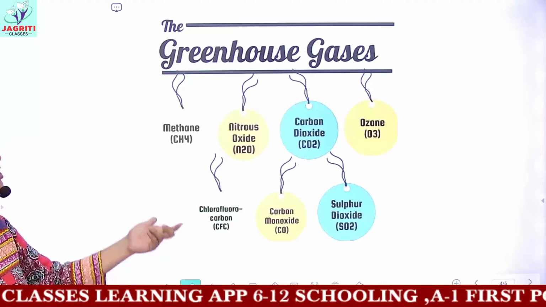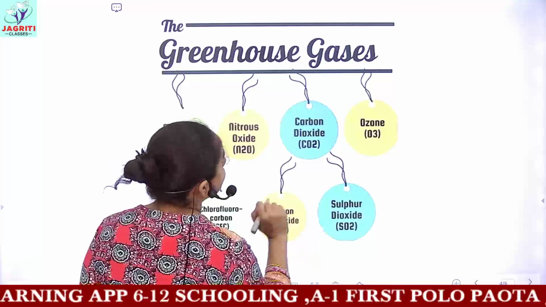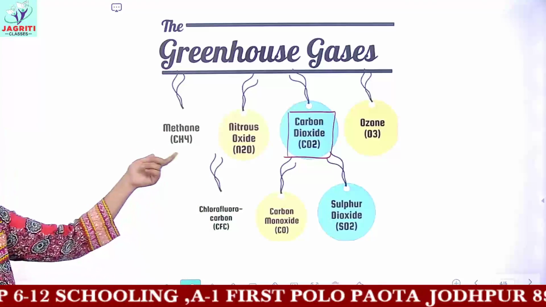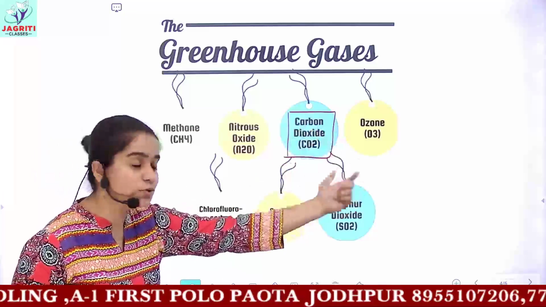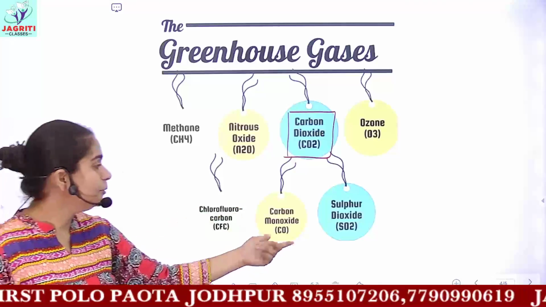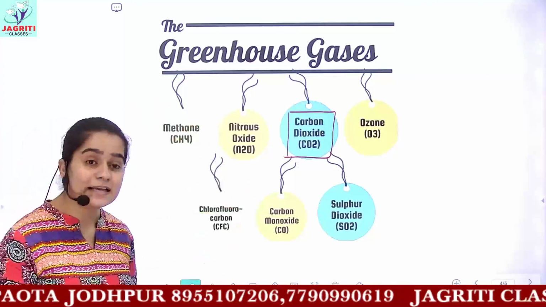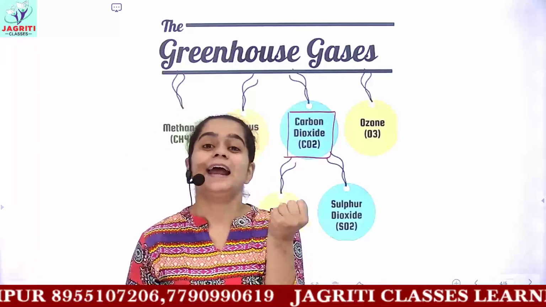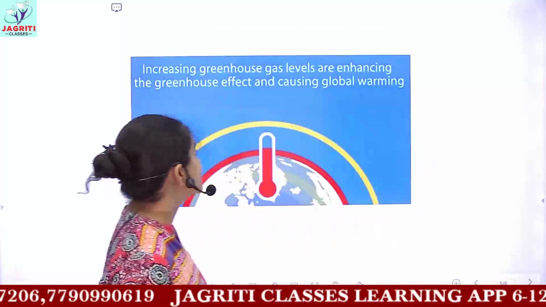So this is a picture for the greenhouse gases. In your books, it has been mentioned that carbon dioxide is one of the greenhouse gases. You can have the names of others also: methane, nitrous oxide, carbon dioxide, ozone. Then you have CFC, which is chlorofluorocarbons, carbon monoxide and sulfur dioxide. So these are the greenhouse gases, the gaseous molecules in our atmosphere which trap the heat and they are causing global warming.